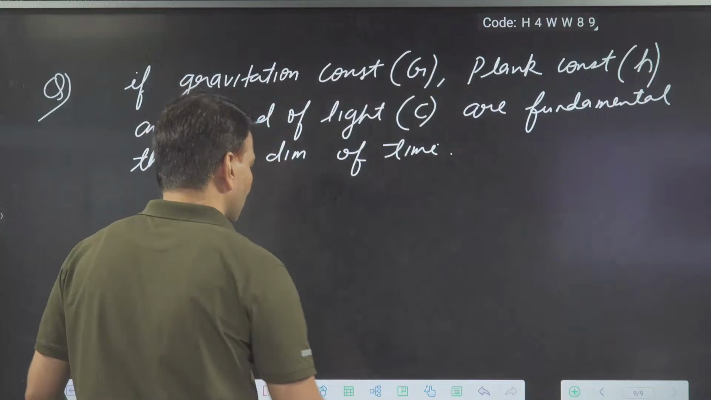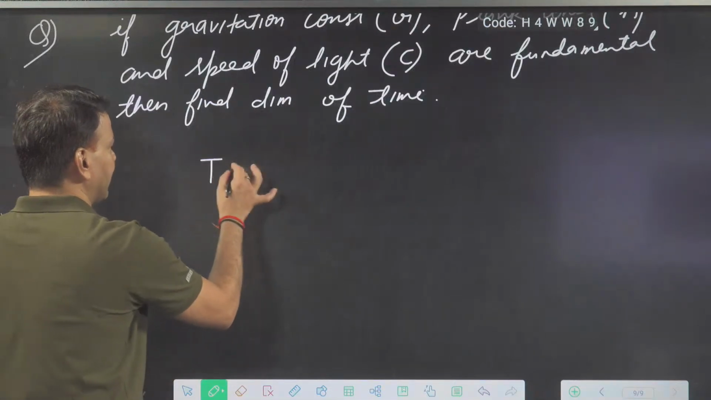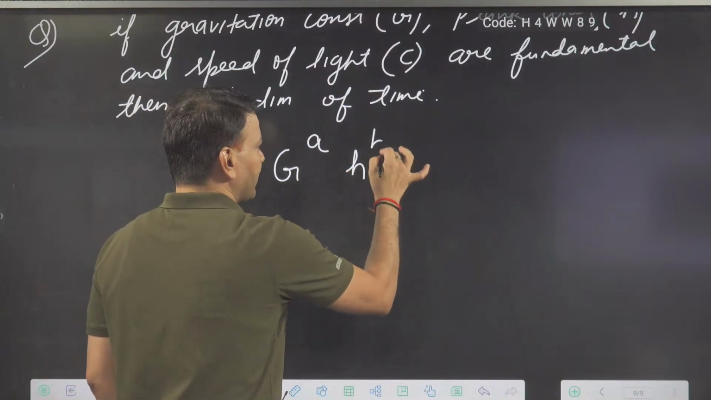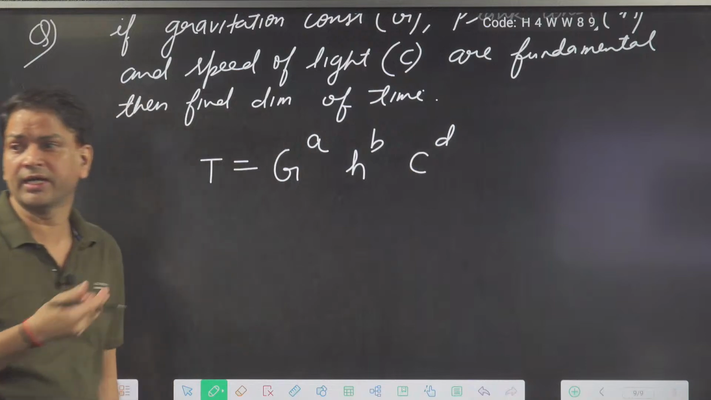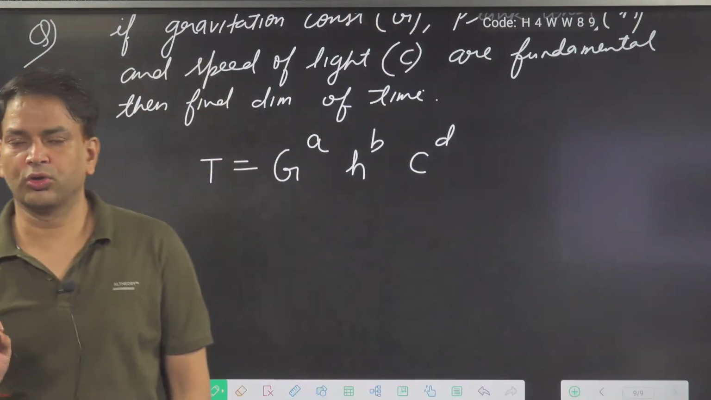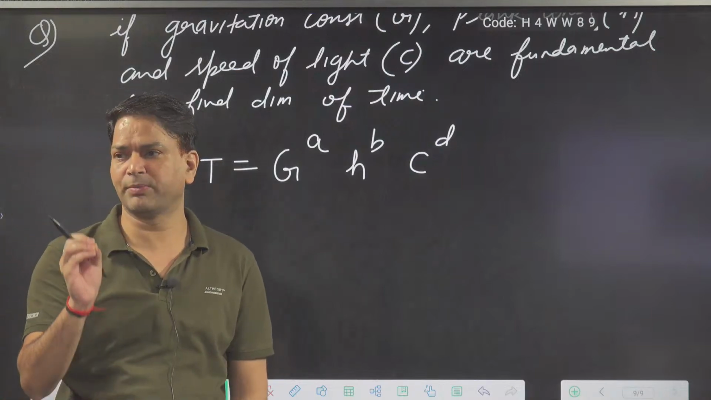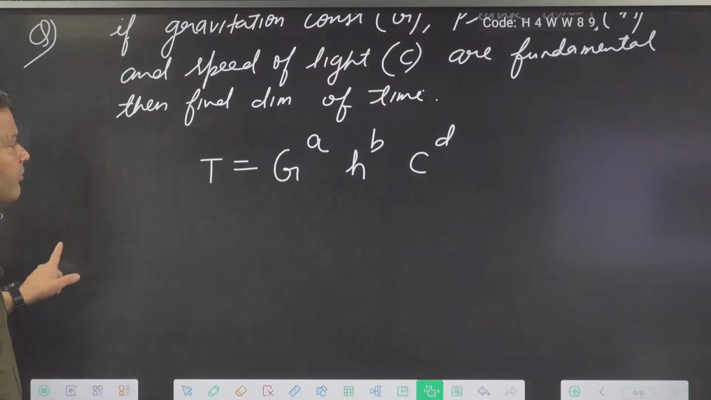Method 2 means I will say T directly is equal to G to the power A, H to the power B, and C to the power, I will use another variable because I am already taking C as the speed of light. So in place of C I am taking D. So time I can write as G to the power A, H to the power B, and C to the power D. Now the same method we will follow.